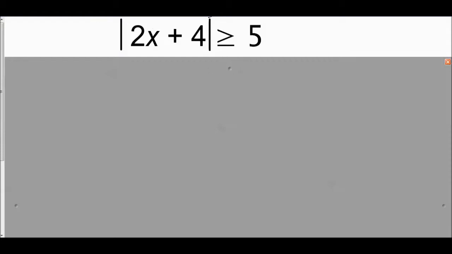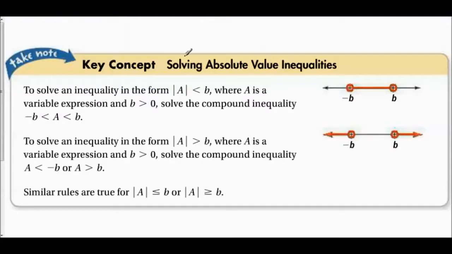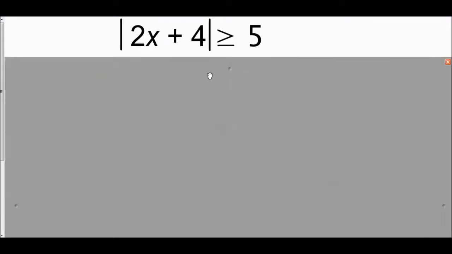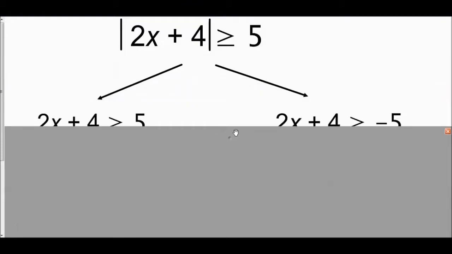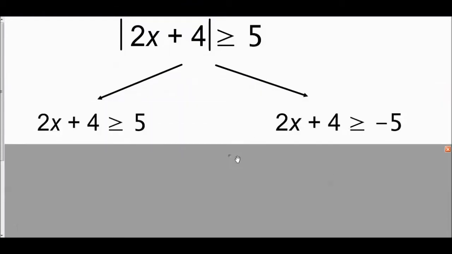So here you see that the absolute value side is isolated. It's greater than 5. Now think back over here. Since it is greater than, the graph would look like this. It's going to be split in the middle. So now that I have the absolute value isolated, I'm going to separate it into two possible inequalities. I have this where it's greater than a positive 5 and that this could be a negative 5.